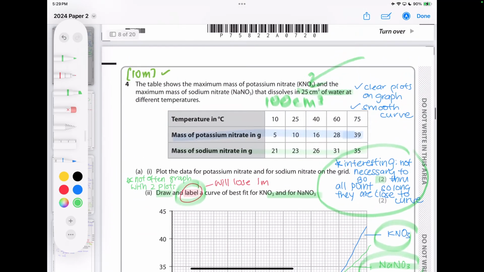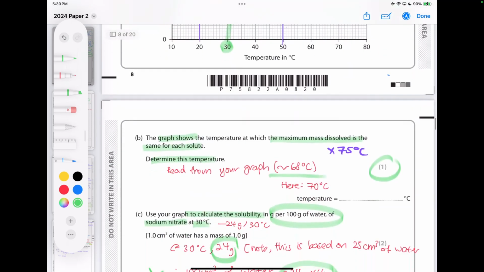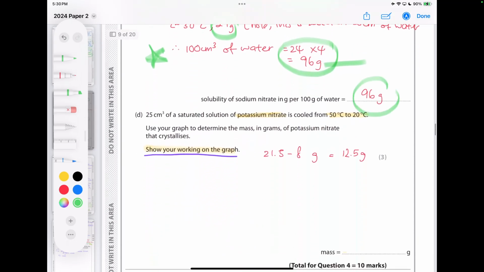If they start off with 50 cm cube, then they ask you to find the solubility in 100 cm cube, you just need to, again, find the value on the graph and multiply by 2. Okay, so take note of the context that's given to you. So in this case, it's 96. All right, then for part D, it's a 3-mark question.